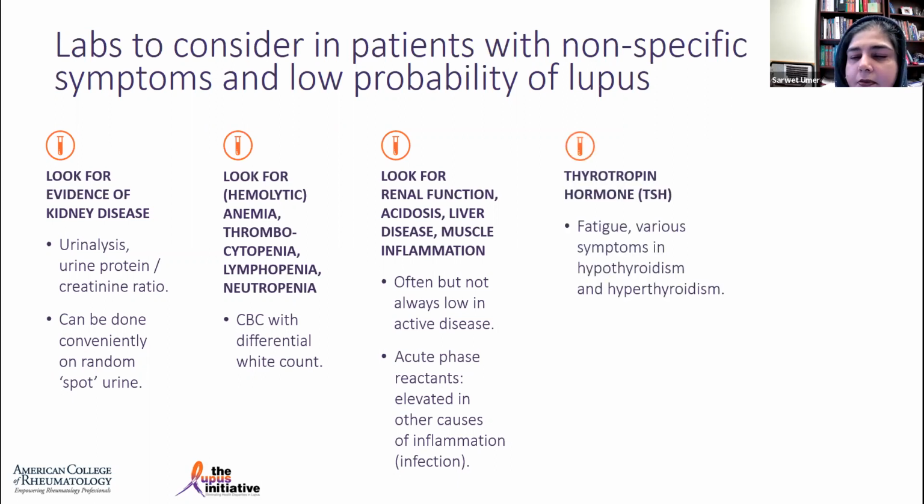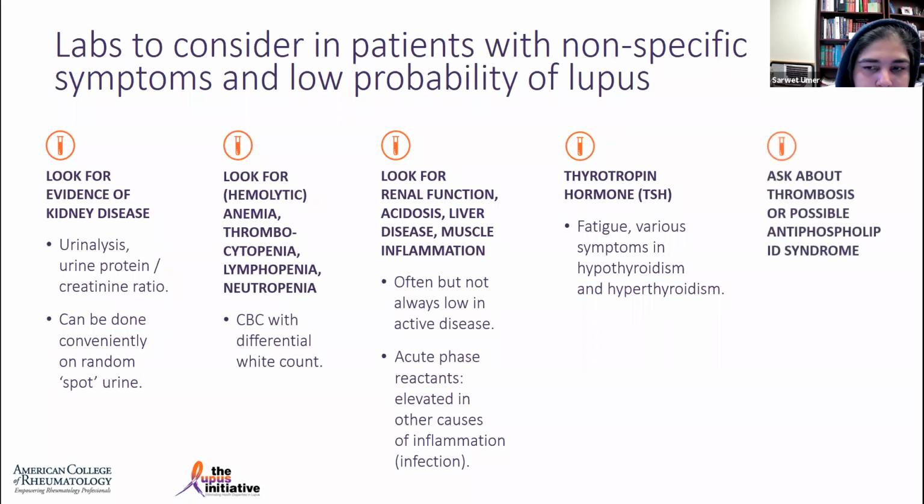We'll check TSH in patients who are complaining of too much fatigue because we want to rule out common causes, and hypothyroidism and Hashimoto's thyroiditis are much more common in females than lupus. And we will also ask for a phospholipid antibody panel. This is usually asked in patients who have a history of miscarriages as well as a history of blood clots.